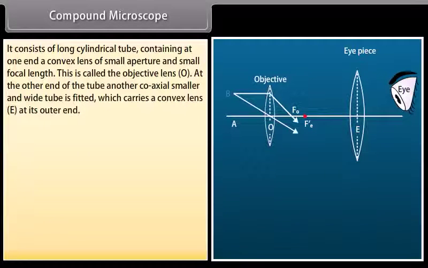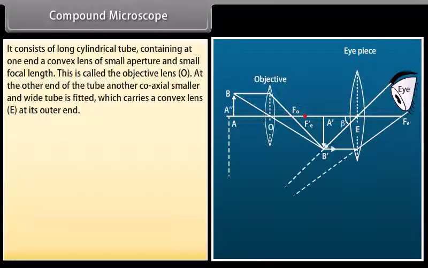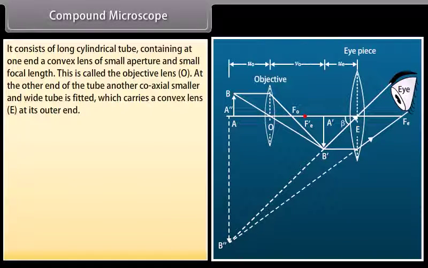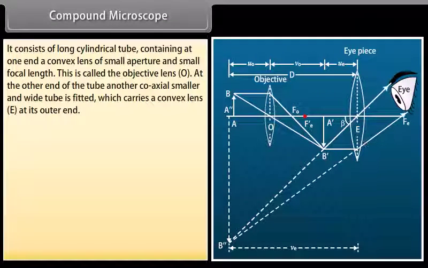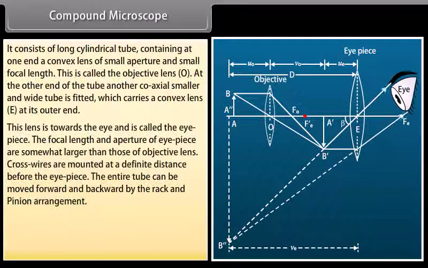Compound microscope. It consists of long cylindrical tube containing at one end a convex lens of small aperture and small focal length. This is called the objective lens O. At the other end of the tube, another coaxial smaller and wide tube is fitted, which carries a convex lens E at its outer end. This lens is towards the eye and is called the eyepiece.